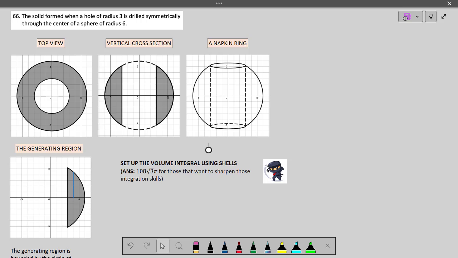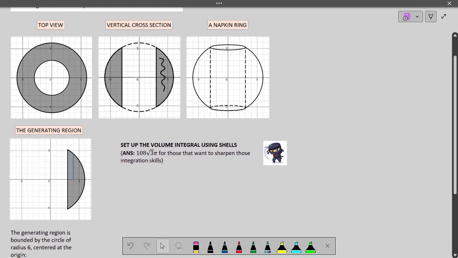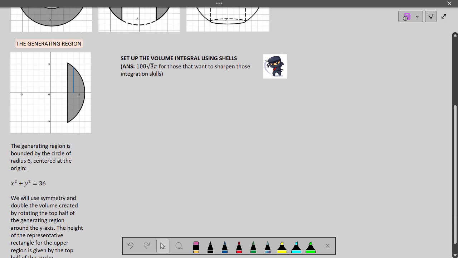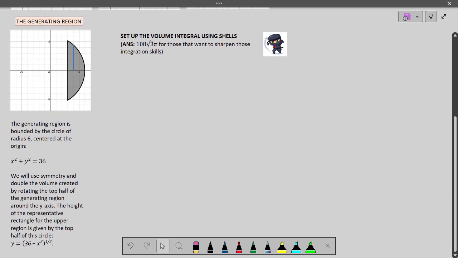This is a top view looking down through the hole in the napkin ring. This is kind of a vertical cross section. And we can imagine that this napkin ring is created by taking this region here and rotating it around the y-axis. So that region can be thought of as our generating region. And then we rotate that around the y-axis, and it's going to create this so-called napkin ring. So there is our napkin ring's generating region right here. So we want to find the volume of the solid created by rotating that around.